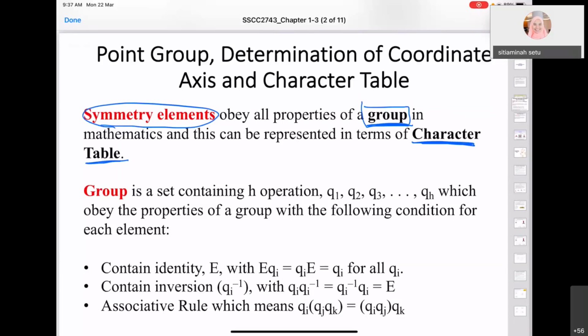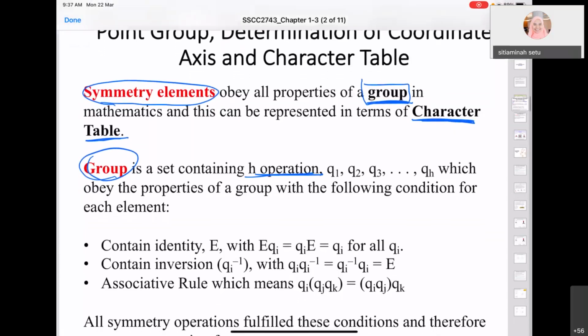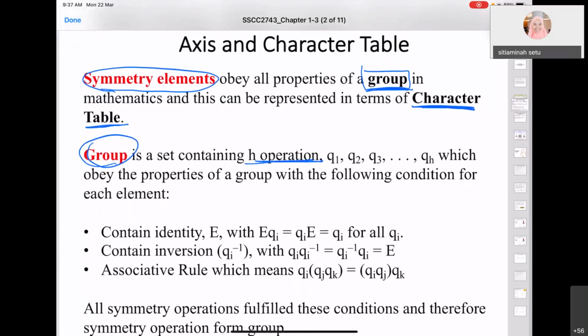Apa maksud group kat sini? The point group of the molecule is actually a set containing h operations. H operation maksudnya symmetry operation lah. Q1, Q2, Q3 sampai Qh, which obey the properties of a group with the following condition for each element. Kalau nak senang, you cuba bayangkan molekul ada pelbagai jenis. Ada molekul yang linear, ada yang non-linear, ada molekul yang simetri, ada molekul yang tak ada simetri langsung kecuali identity and so on.